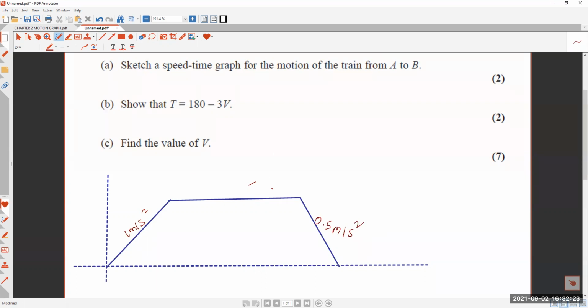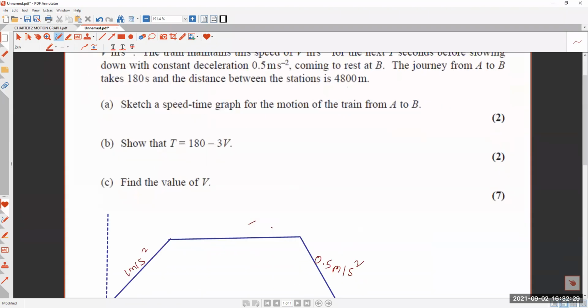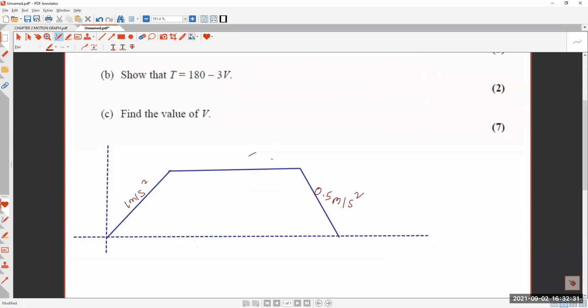Erpore, what else they did? What else they said? That the journey from A to B takes 180 seconds. Okay, sorry, I forgot to label something. From here till here, it is what? T, na? It was T. We wrote that. This is T.